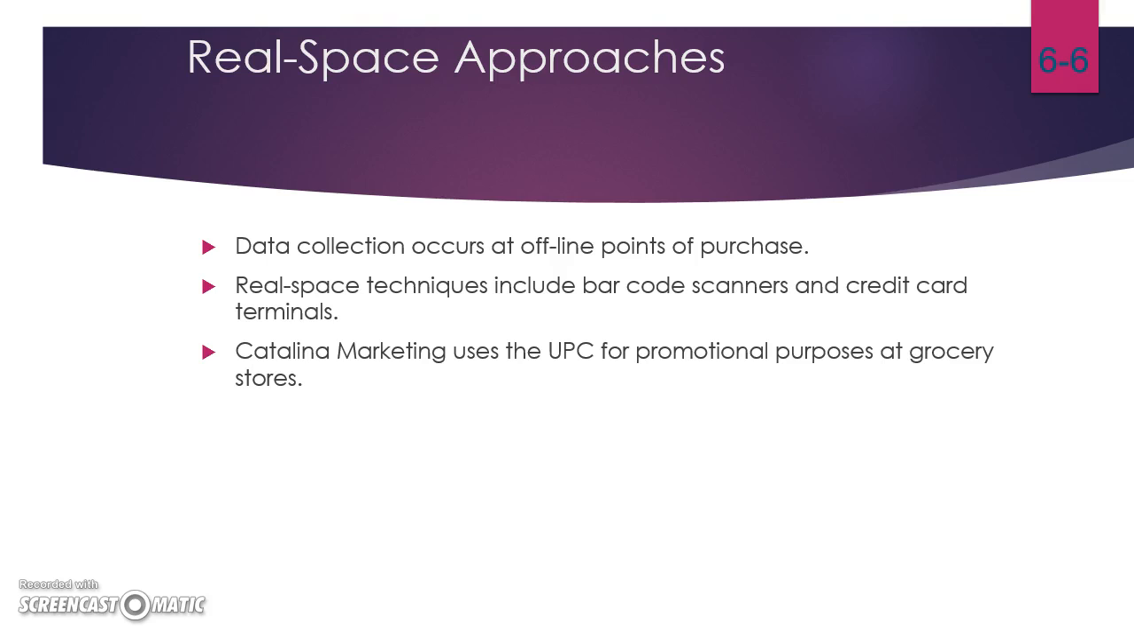Real space primary data collection occurs at offline points of purchase. This can be done with a smart card and smart card readers, interactive point-of-sale machines, and barcode scanners. UPC codes or barcodes have been used for this purpose since 1974. Marketers also use UPC information in grocery stores to generate coupons based on customers' purchases.